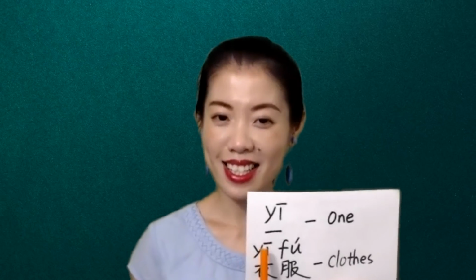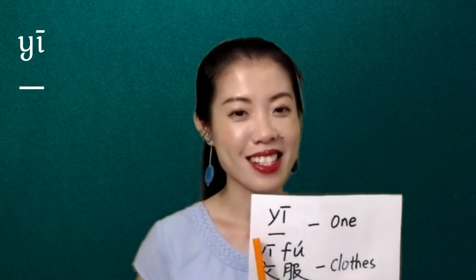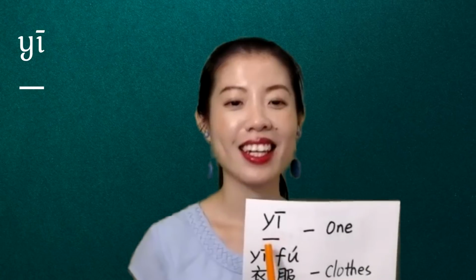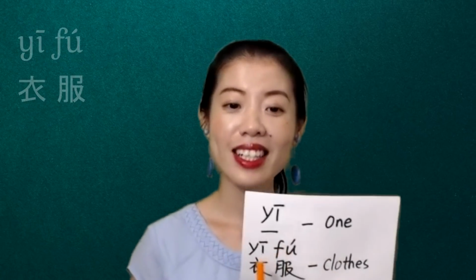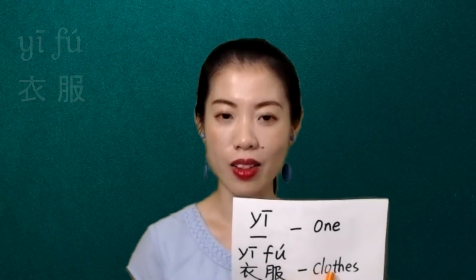Yi. In Chinese, we do have a word pronounced yi. That means 1. Yi, 一. Or 衣服, clothes.